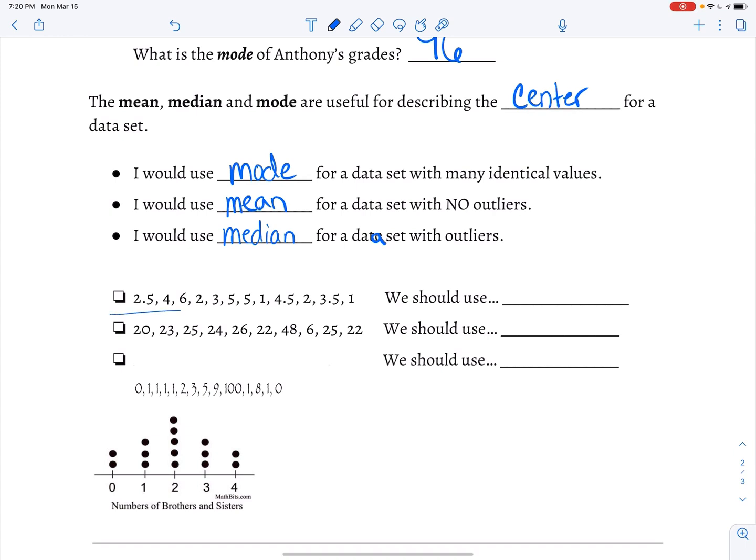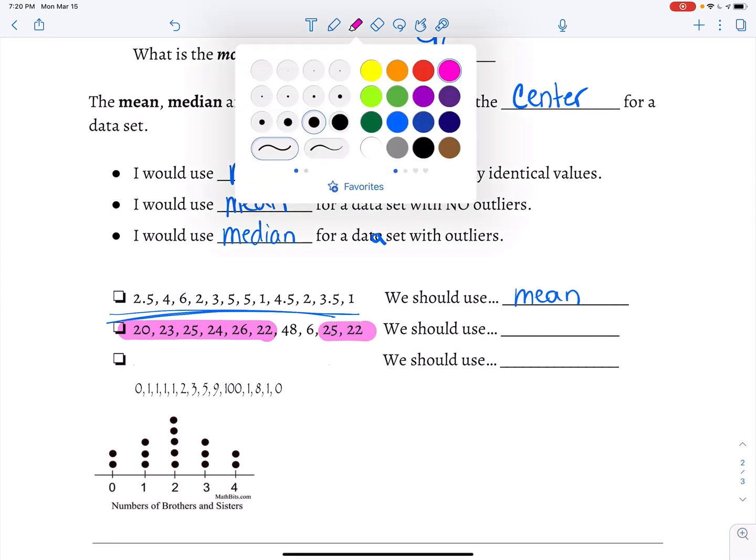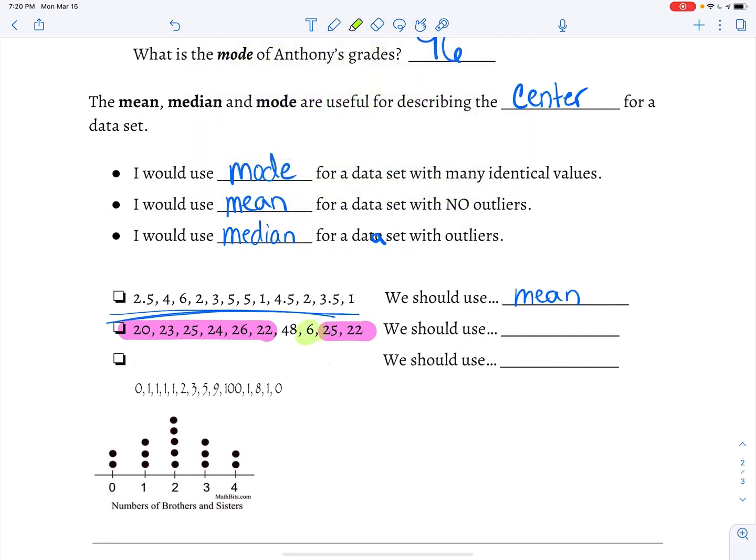because this first data set doesn't really have any outliers, there's not a number that's really far away from the other numbers, we're going to use the mean for that. And then our second data set, we've got a lot of numbers in the 20s, and then we've got 2 that kind of stick out otherwise. 48 and 6 are far away from the other numbers in the data set. So those would be outliers in this data set. Therefore, we would use the median if we had to pick one.